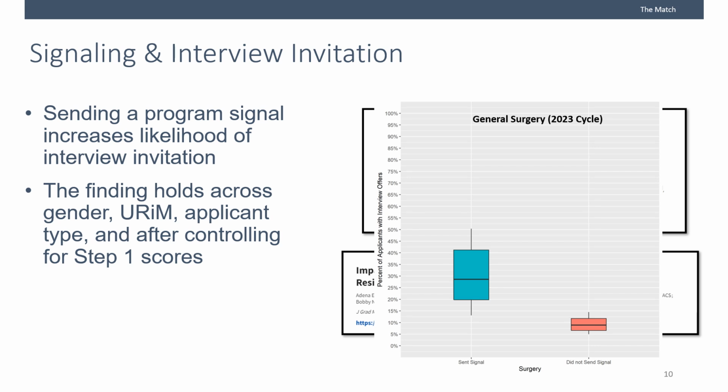Here's a visual to give you a sense of the size of the effect using data from the 2023 general surgery cycle. In that sample, sending a signal increased interview invitation rates substantially, from 9% for those who did not signal compared to 29% for those who did send a signal. However, it's important to note that there was considerable variability in programs' use of signals, as evidenced by the program invitation rates that ranged from about 13 to 50% for folks who signaled. There was much less variability in how programs evaluated applicants who did not signal.